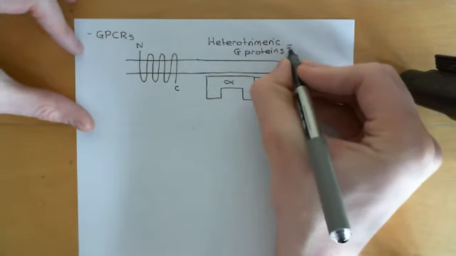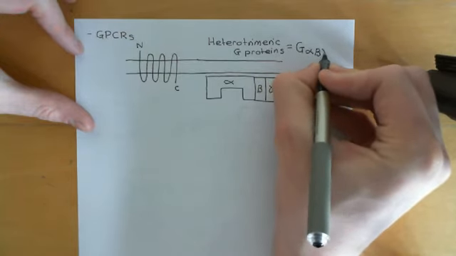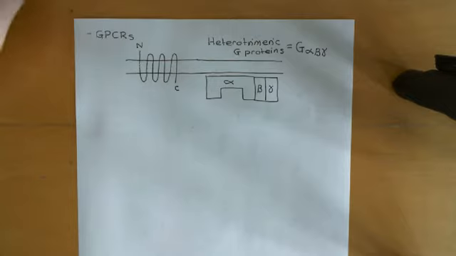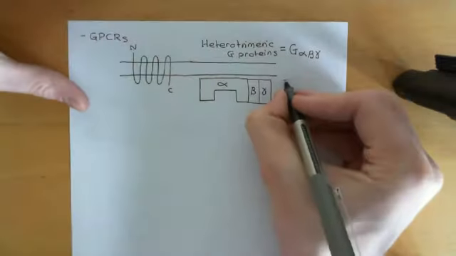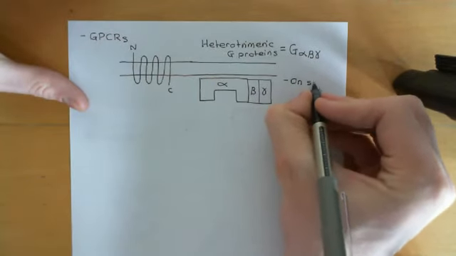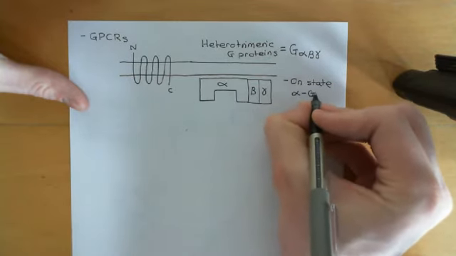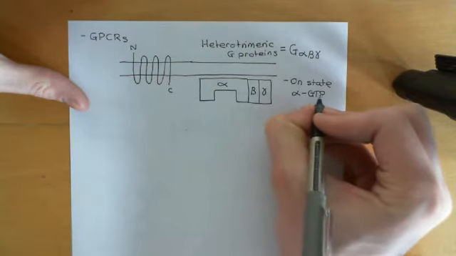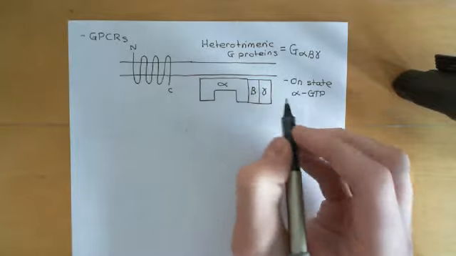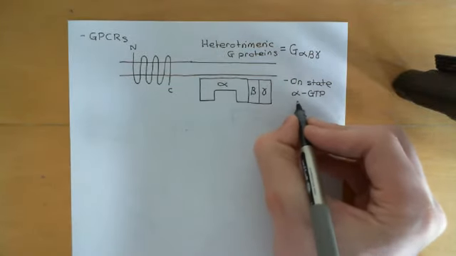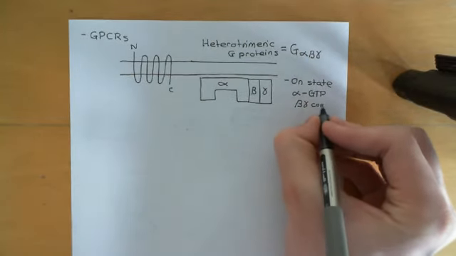So this is the beta subunit and the gamma subunit. And for short, heterotrimeric G proteins are abbreviated as G for G protein, and then alpha, beta, gamma for the alpha, beta, and the gamma subunit. Okay, right. Now, heterotrimeric G proteins can be in 2 states. They can be in the on state, okay, in which the alpha subunit has GTP bound to it, and in the on state, the alpha subunit with GTP bound to it is no longer bound to the beta-gamma complex, okay. So you have the alpha subunit with GTP bound to it, and then you also have the beta and gamma subunit which remain together.